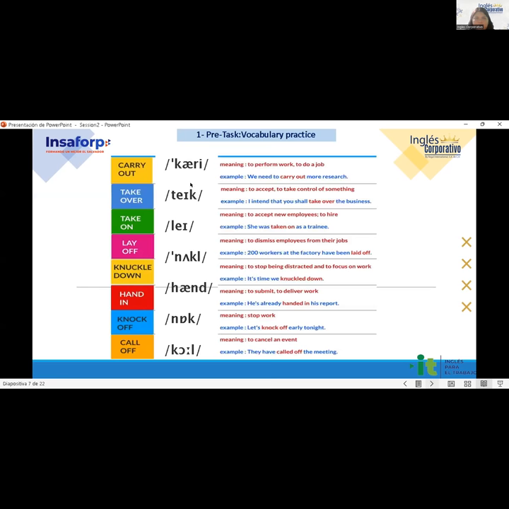So now let's continue. We're going to study with our vocabulary practice, guys. We're going to check some phrasal verbs in order to learn some words related to work or some activities that you perform at work. For example, we have carry out. What's the meaning? Anna, can you read the meaning, please? Meaning: to perform work, to do a job.